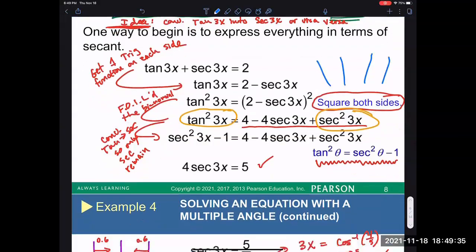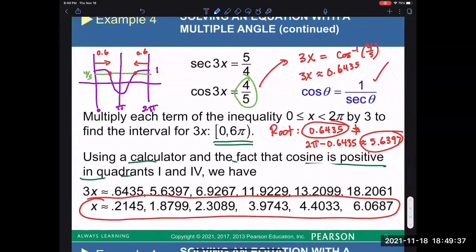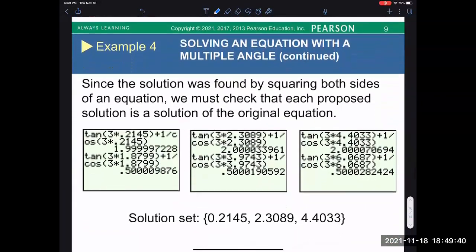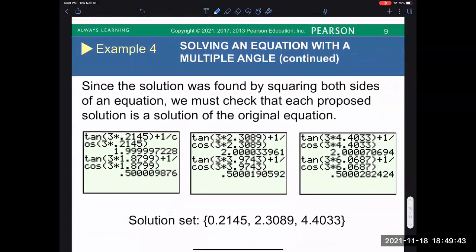And so here are the 6 solutions we got. But then it says, since the solutions were found by squaring both sides, we must check that each proposed solution is a solution of the original equation. Well, how do we check these nasty decimals? Well, you just plug them into the equation on a calculator. So they're illustrating that here on a Texas Instruments calculator of some sort. Again, you could just do that on Desmos or even on any scientific calculator with a trig button on it. And so let's take a look at how this showed up.